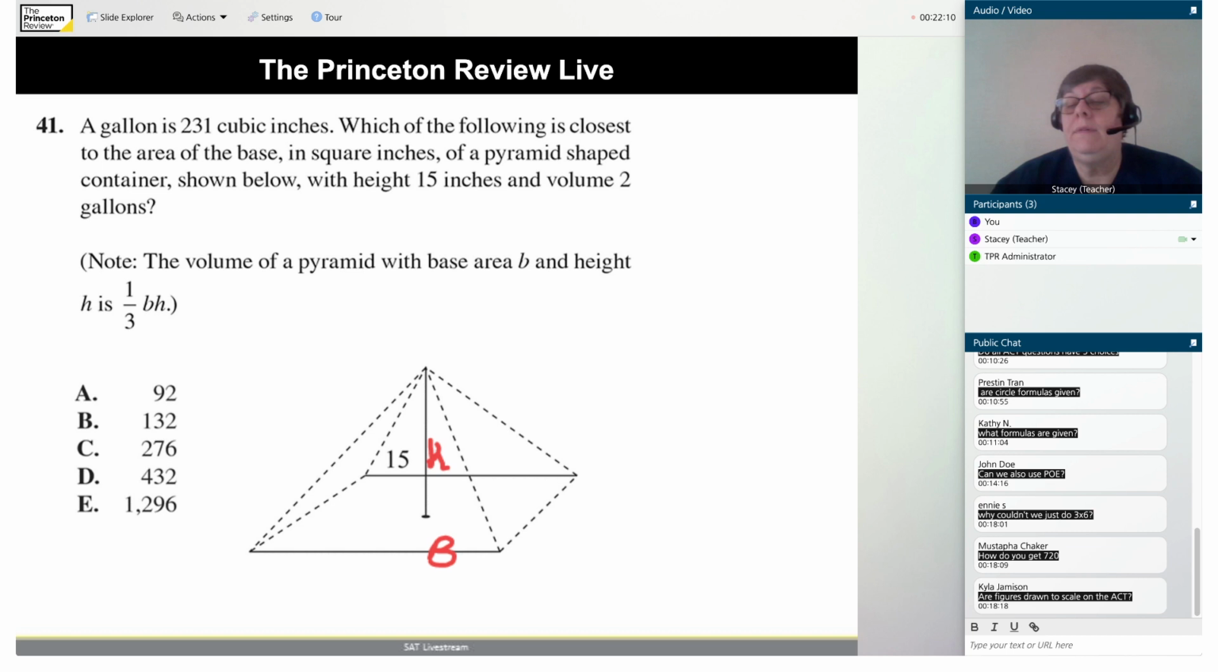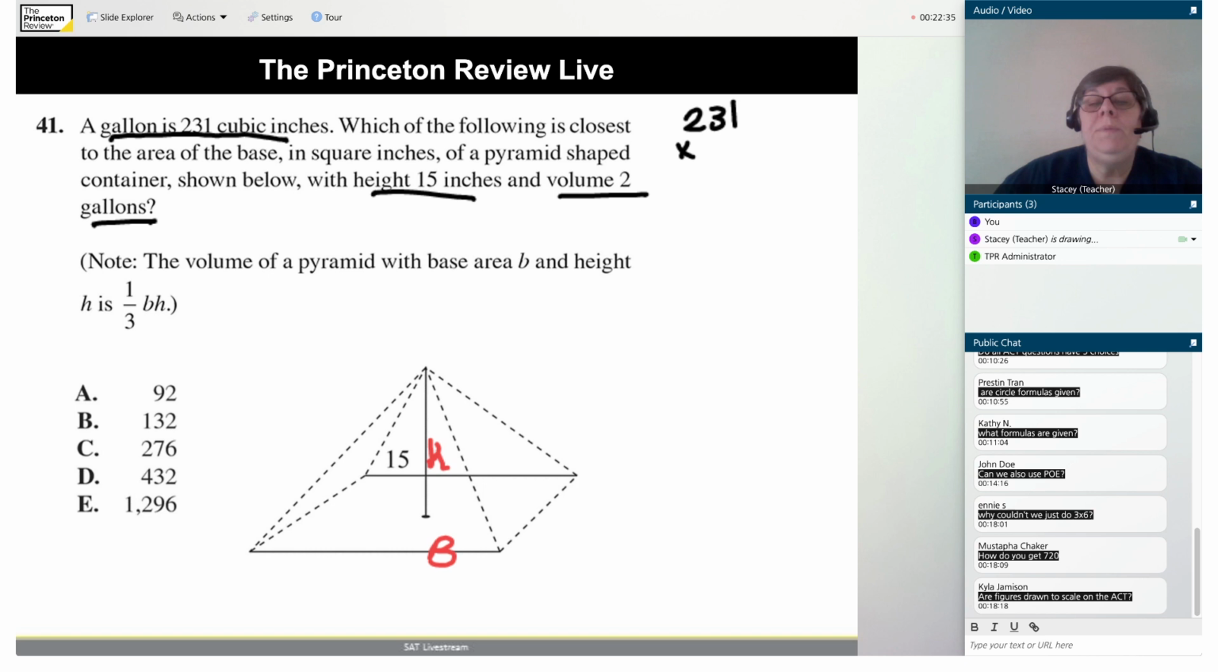All right, so let's go ahead and take a look at finishing off this question. Let's see what we got here with 41. All right, we've got a height of 15. And you said the volume here was 2 gallons. Okay, if a gallon is 231 cubic inches, I'm going to take 231 and multiply it by 2 because we have 2 gallons. 462 cubic inches.